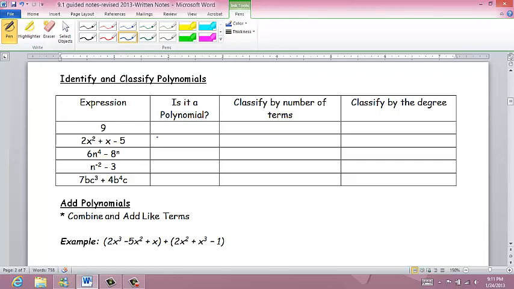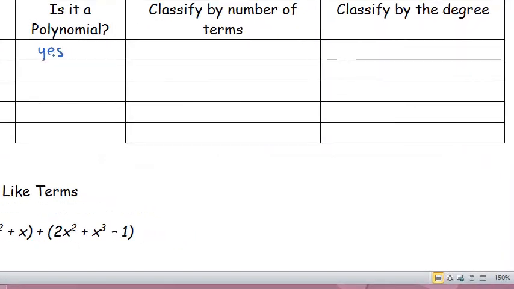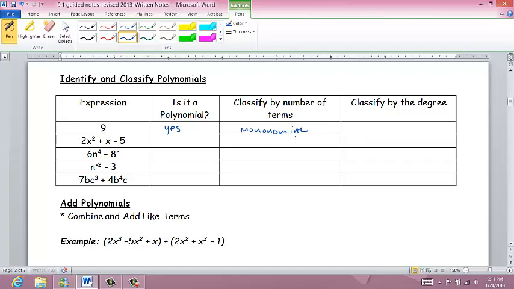Now, the first one, here's our expression 9. You want to classify these polynomials. First, is this a polynomial? The answer to that is yes. If I classify by the number of terms, it's a polynomial with 1 term. Therefore, it is a monomial. The degree of a monomial, because this is a constant, is degree 0. Degree 0 we call constants.